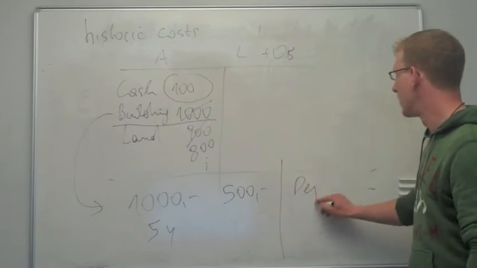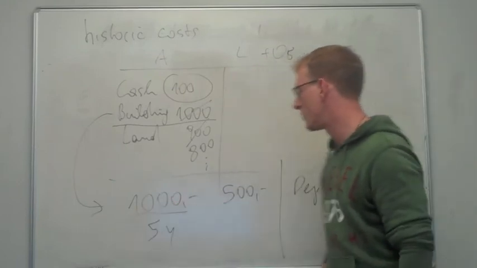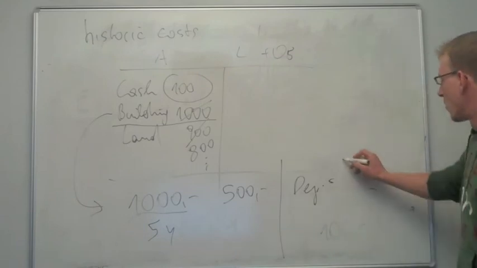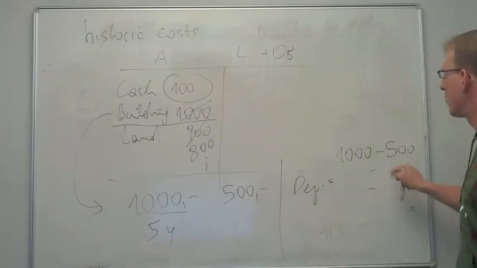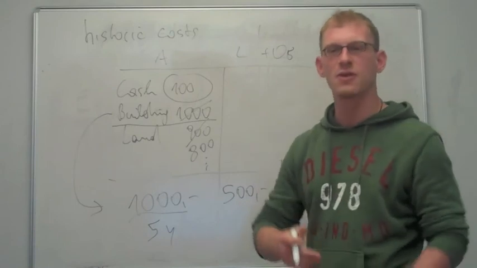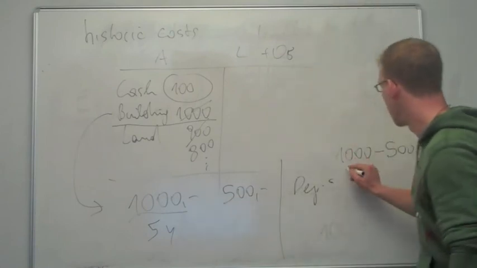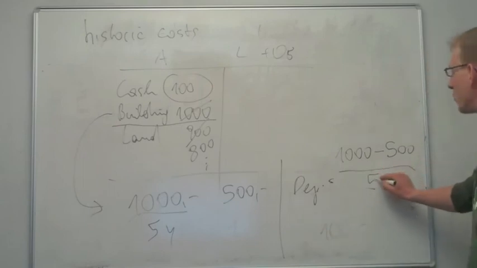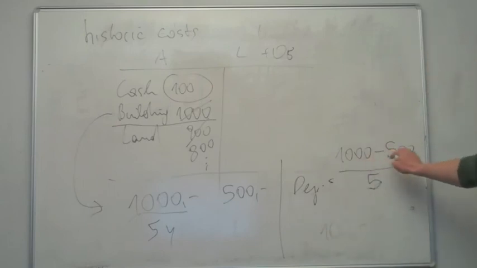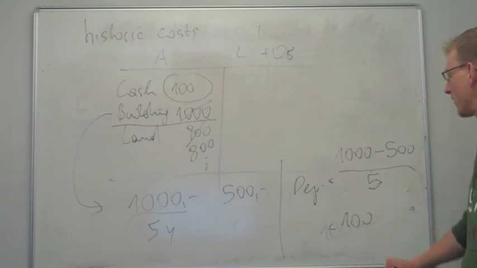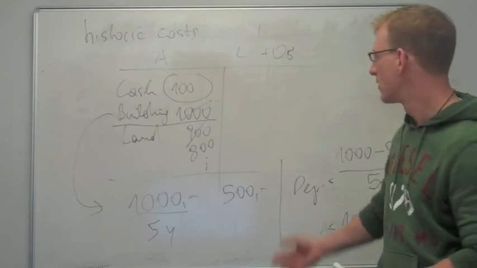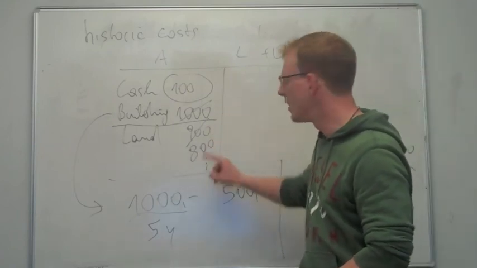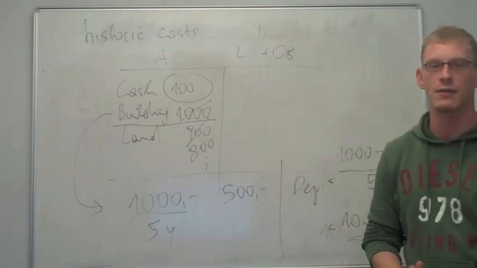Still very simple. Depreciation equals, same start again, 1,000 minus the residual value. Again, residual value means the money that you get at the end of the useful life if you sell it to somebody else, and then same as before, divided by useful life. So in my example it would be 1,000 minus 500 is 500, divided by 5 also equals 100. Again, what does it mean? The 100 depreciation expense means the decrease in value in the course of the useful life of the asset.